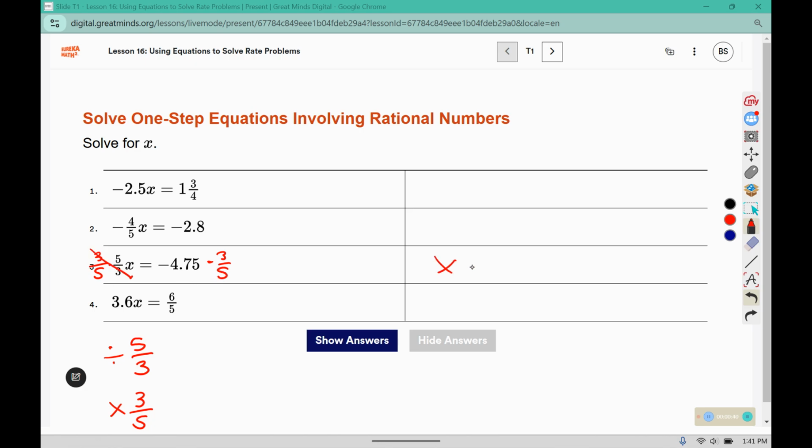That gives us x on the left, and then we can multiply out 3 times 4.75 times 3, and that's negative 14.25. There's an invisible 1 here, so that would give us a 5 there. If you divide that answer by 5, you could also write it as a regular decimal of negative 2.85.